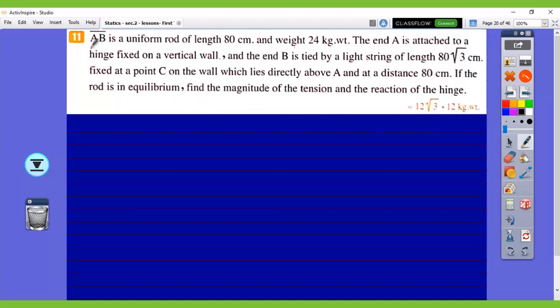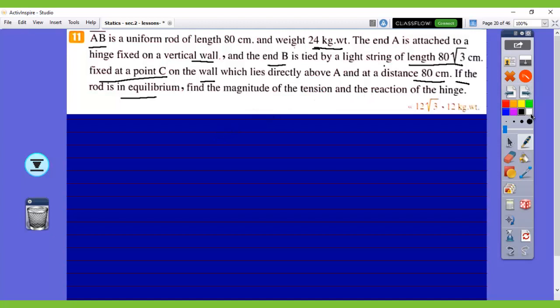Question number 11. AB is a uniform rod of length 80 centimeters and weight 24 kilogram weight. The end A is attached to a hinge fixed on a vertical wall, and the end B is tied by a light string of length 80 root 3 centimeters fixed at a point C on the wall, which lies directly above A at a distance 80 centimeters. If the rod is in equilibrium, find the magnitude of the tension and the reaction of the hinge.